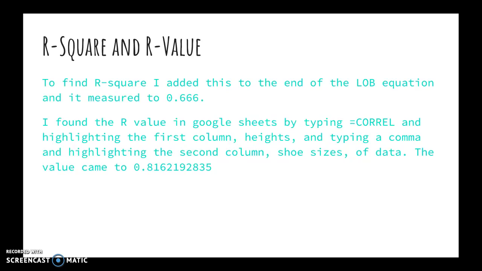R-square and R-value. To find R-square, I added this to the end of the line of best fit equation and it measured to 0.666. I found the R value in Google Sheets by typing equals CORREL and highlighting the first column, which was heights, and typing a comma, followed by highlighting the second column, shoe sizes of data. The value came to 0.8162192835.